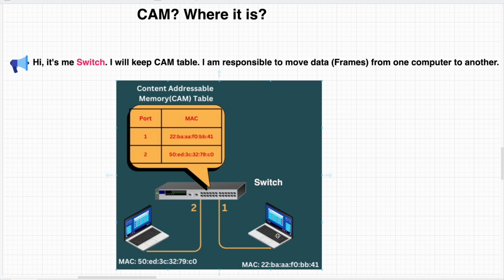Then the second time, suppose this system is sending a message through port 1, then it checks the destination MAC address. Yes, it's matched this time. Then it checks that port, its port is 2, and it forwards the message only to port 2. That's why it's working.